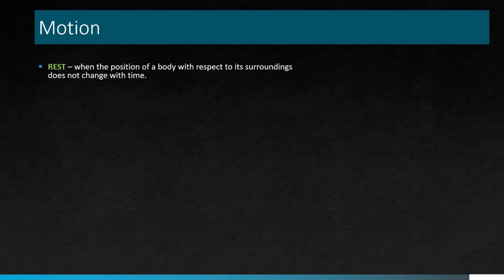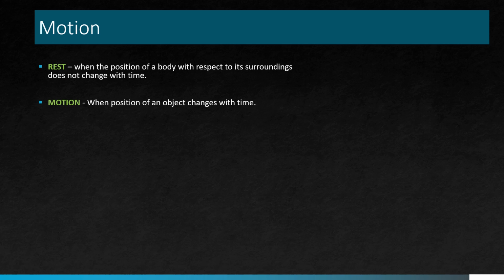So if you understand the concept of rest, or if you have clarity about when a body is in rest, then it becomes very easy for you to understand what motion is, because motion as a term is quite opposite to what rest is. So if I define motion, I can say that when the position of an object changes with time, the object is in motion.